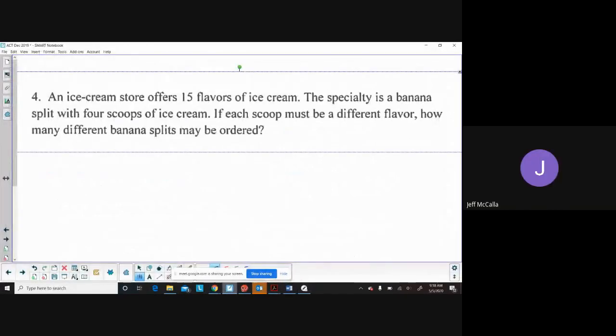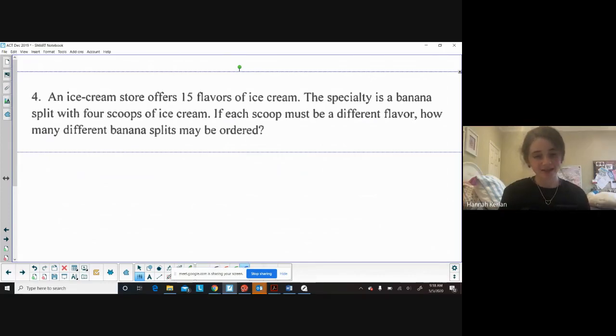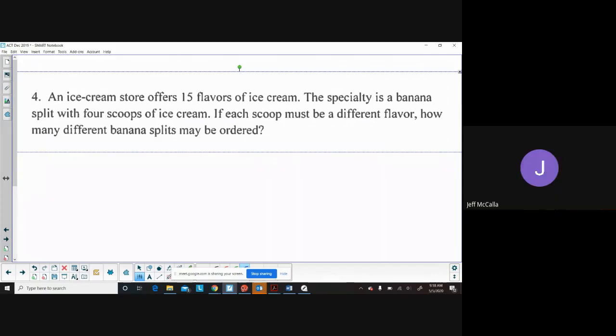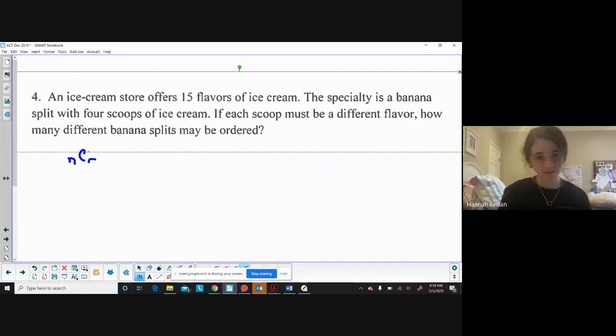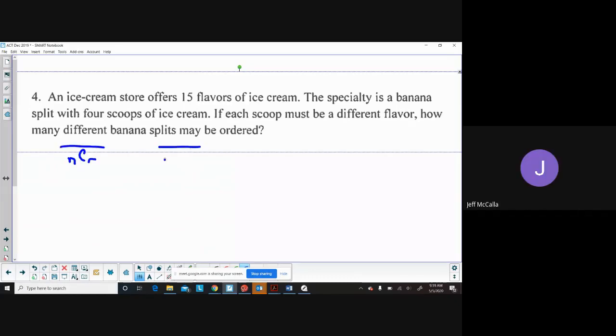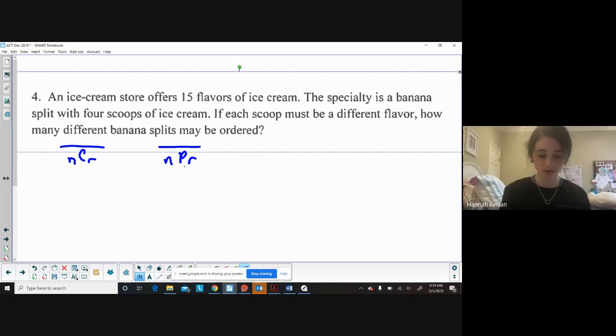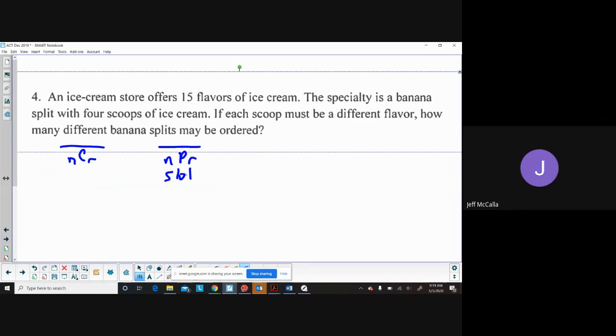Okay, so 15 flavors of ice cream, banana split with 4 scoops. Each scoop would be a different flavor. How many banana splits? I think the key question here is, is order important or not? Are we going to do NCR or NPR? Well, I looked at the back and you did NCR, but I was just confused why you can't use slot method. Okay, so NCR is a method, and NPR is a method, and slot method is the same as NPR. Those are the same things.